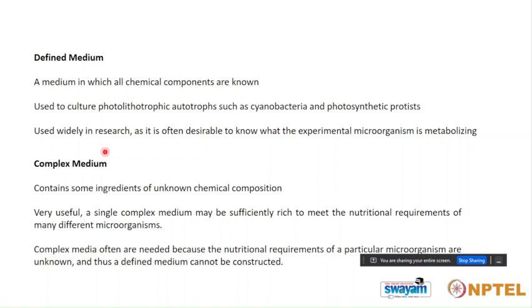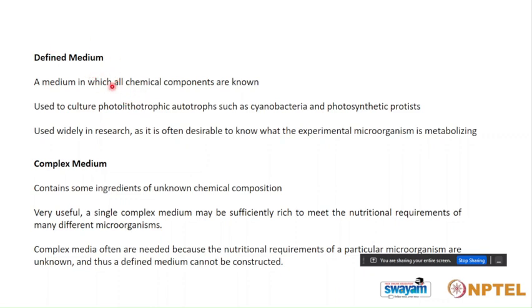So for growth of a microbial system, growth medium plays a major role. The growth medium can be a defined medium or a complex medium. In the case of defined medium, the chemical cell components are known. We'll be externally adding the components, and we'll know the composition of the components we are adding. So in that case, we call the medium a defined medium.